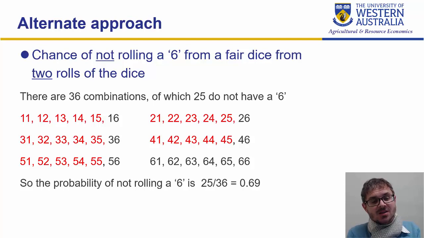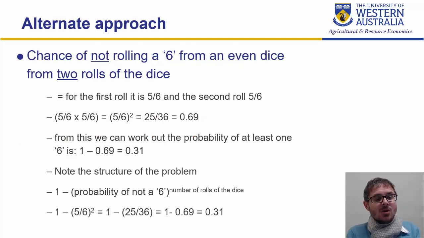So let's go back to the formula and work through all of these things to see how it makes sense. The chance of not rolling a 6 from a fair dice from 2 rolls: not rolling a 6 on the first roll, the chance is 5 in 6. Second roll, 5 in 6. So 5 in 6 squared, 0.69. From this we can work out the probability of at least 1 six is 1 minus 0.69, so 0.31, which is what we found from our direct application.